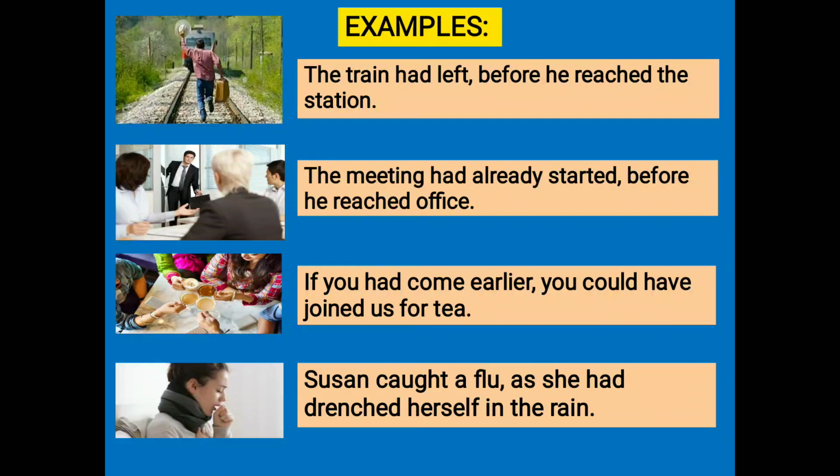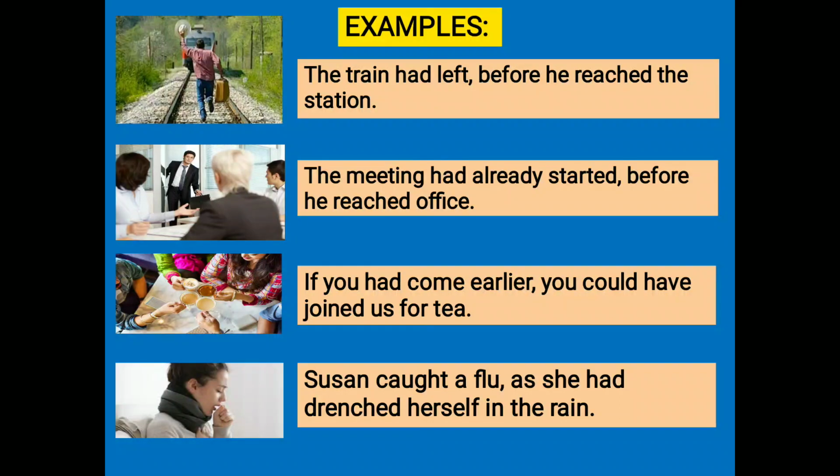So in order to express that the train had left, or the action of the leaving of the train is completed by the time the man reaches the station, in order to show that, we use past perfect tense in this regard.